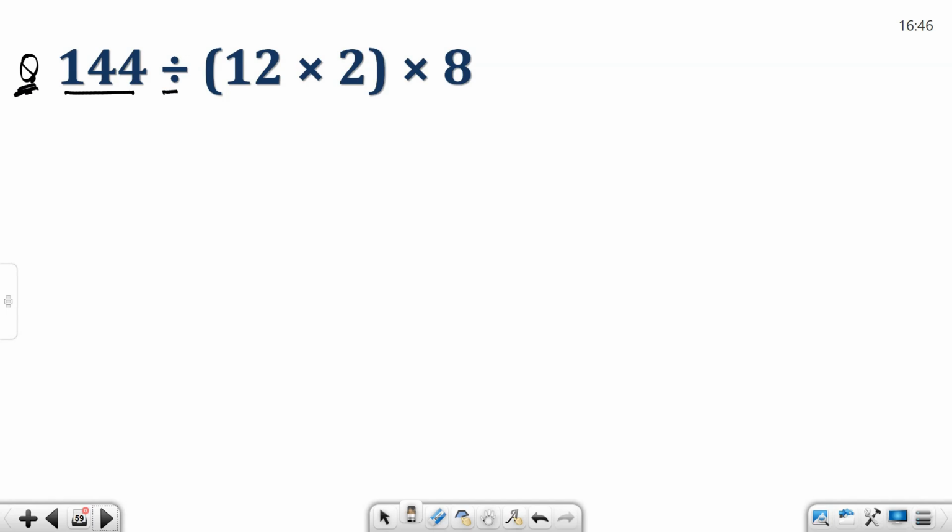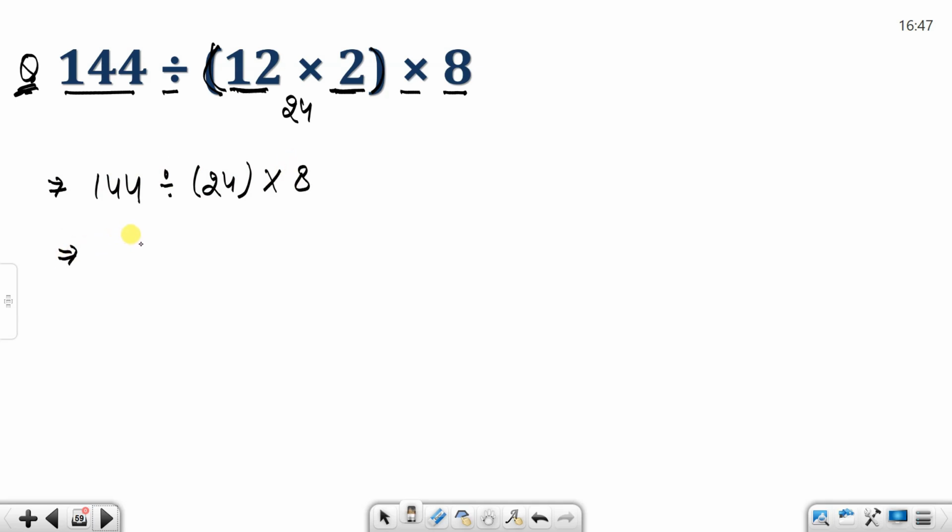144 divided by (12 times 2), multiplied by 8. So first, we'll solve the bracket. 12 times 2 equals 24. Now, 144 divided by 24, multiplied by 8.